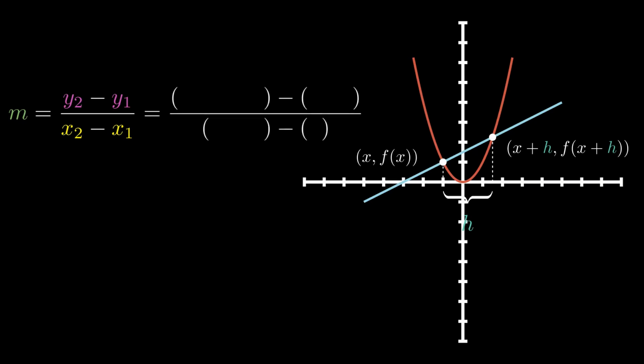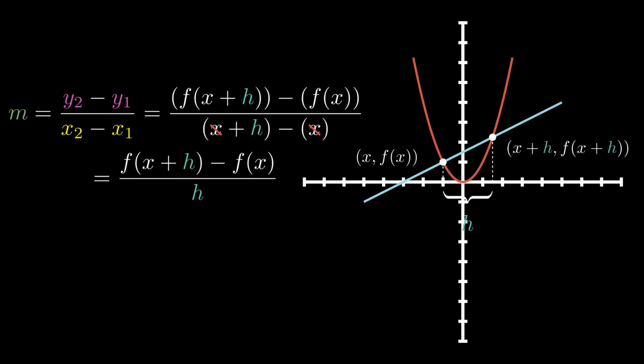So our y2 is f of x plus h, and our y1 is f of x, right? And then our x2 is x plus h, and our x1 is x. So when we plug it in, we get f of x plus h minus f of x all over x plus h minus x. Now we can clean up the denominator because we have x plus h minus x. Those x's will cancel out, and that'll leave us with just h.